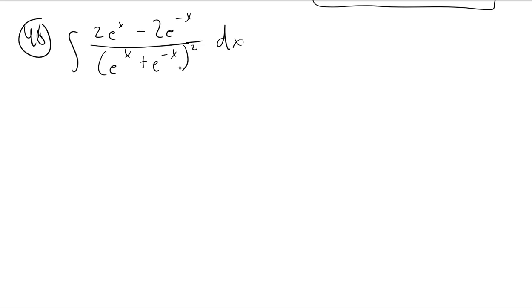But even though it looks messy, if we really pick out a good u, I'm going to guess it's this stuff under the square. Then taking the derivative of both sides over here, the derivative of e to something is still e to something, but you need to do the chain rule. So the derivative of negative x would be -1.